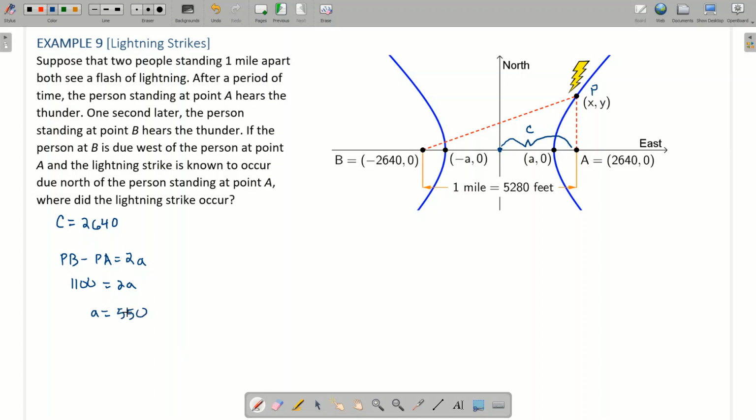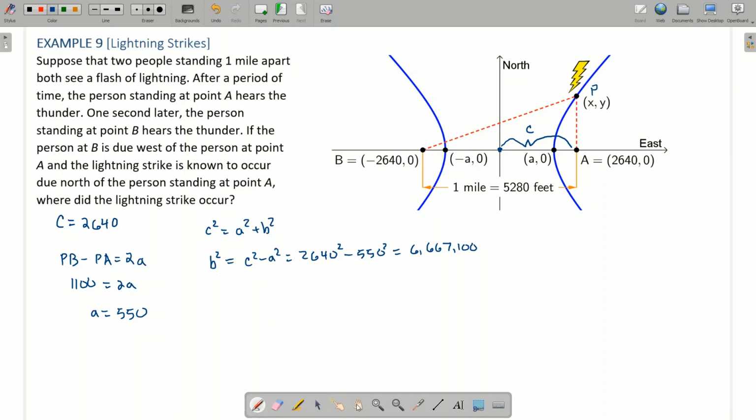So we have a, we have c, we can get b by using the fact that c squared is equal to a squared plus b squared. Let's not do b, we really only need b squared because we're going to be plugging it into the formula. So b squared is just c squared minus a squared. It's just 2,640 squared minus 550 squared, which comes out to the big number of 6,667,100.